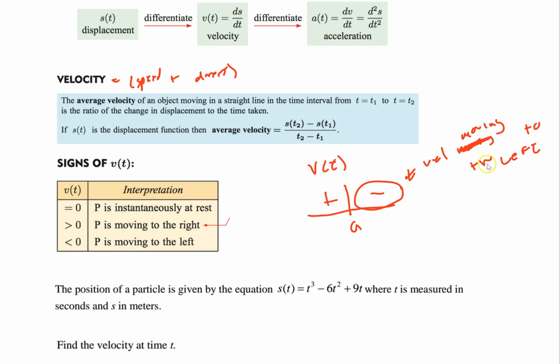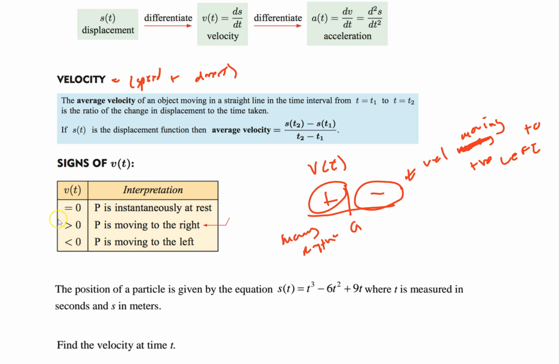Moving to the left. If you get a positive, this means your velocity moves to the right. That's all that means. There's no increase or decrease in velocity right now. It's just saying you get a positive move to the right, negative move to the left. So that's important to keep in mind.